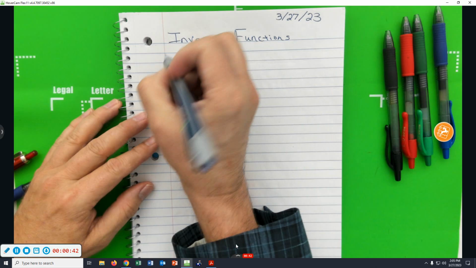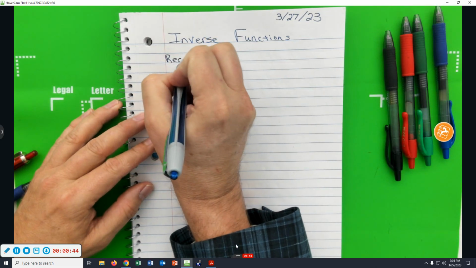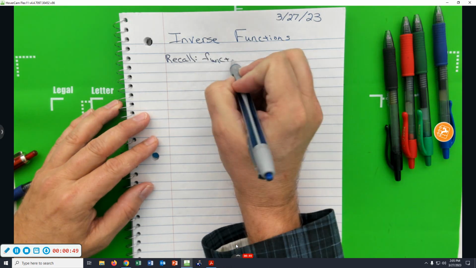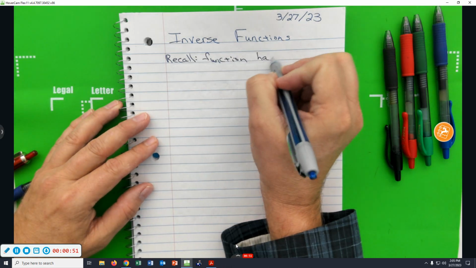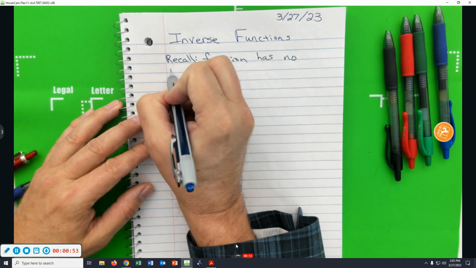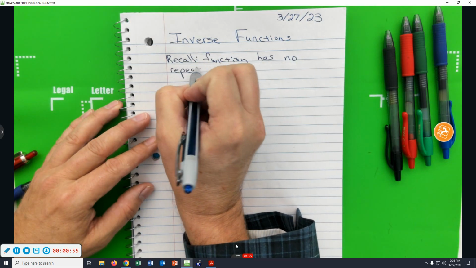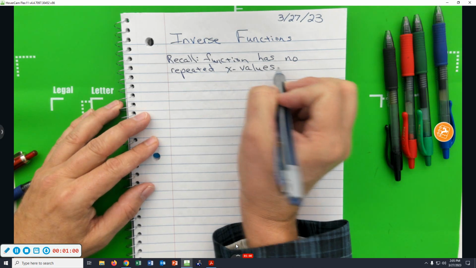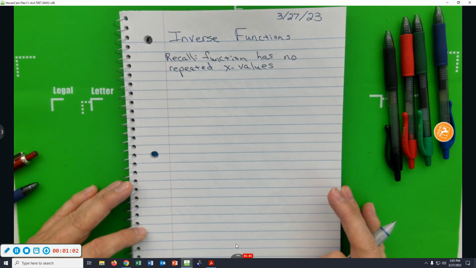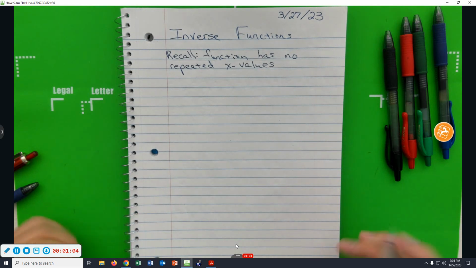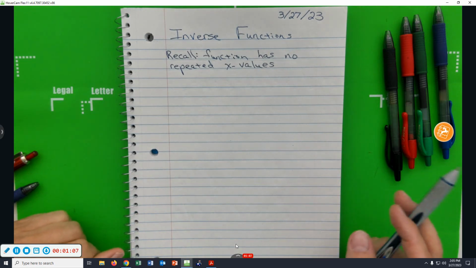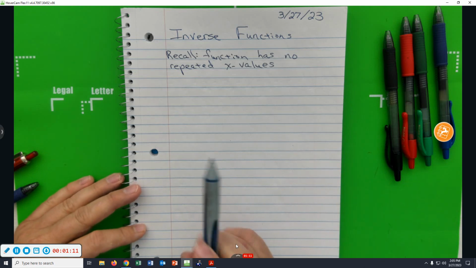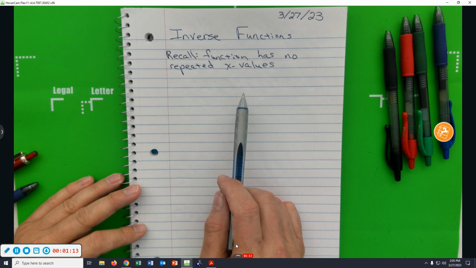Recall one of the fundamental concepts in this class. A function has no repeated x values. I'm going to do some writing and then we'll look through and do the first 5 or so examples in the homework. But right now I'm just going to write stuff. A function has no repeated x values.